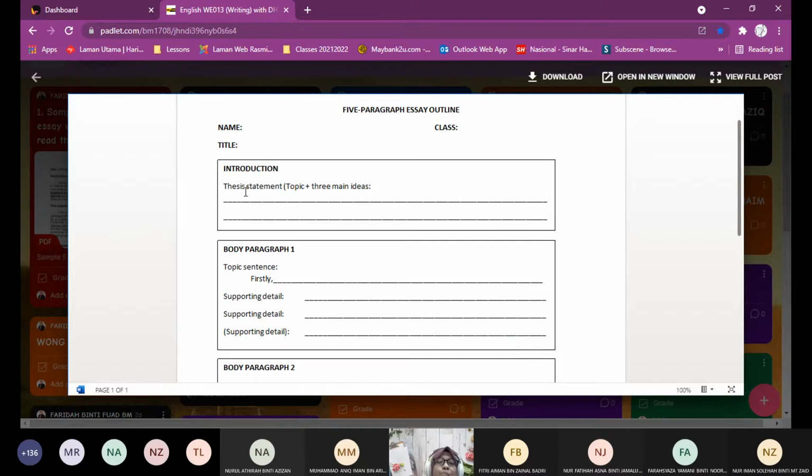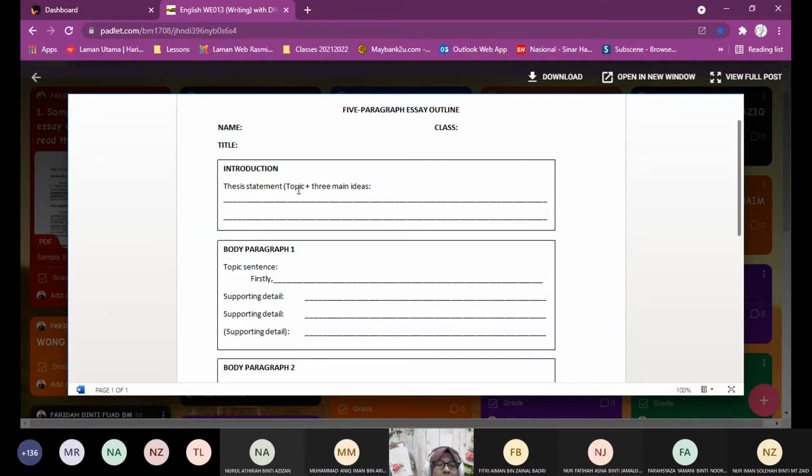So thesis statement, the topic that you have chosen plus the 3 main ideas. For more examples of thesis statements, I think you can search in Google. Actually there are more, but I think the 2 examples are enough for you to understand what a thesis statement is. Do you understand what a thesis statement is? Understand? Yes.